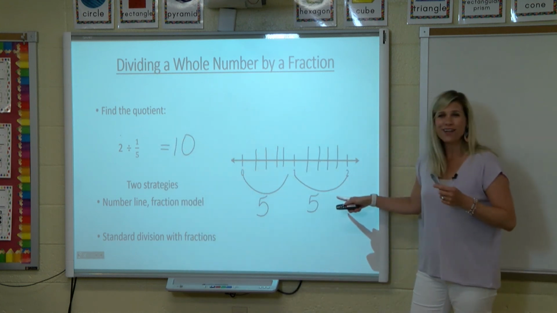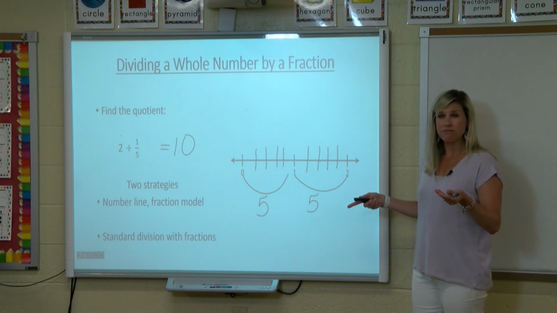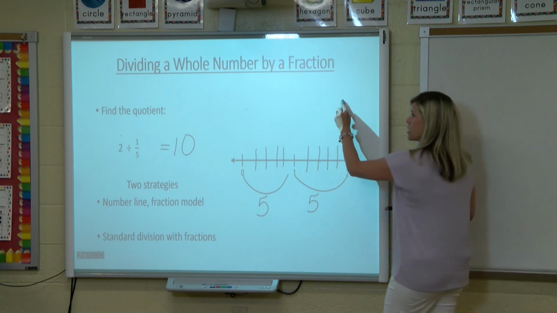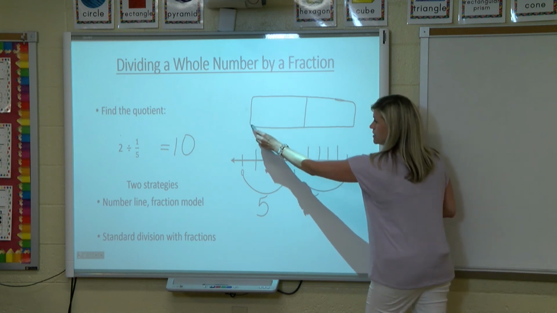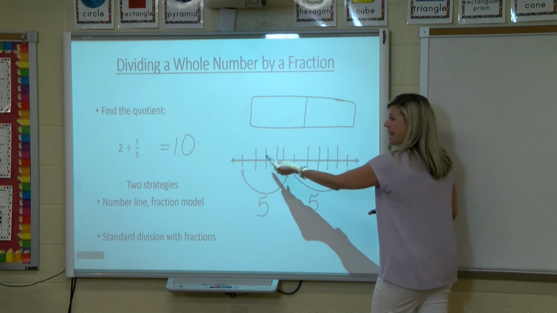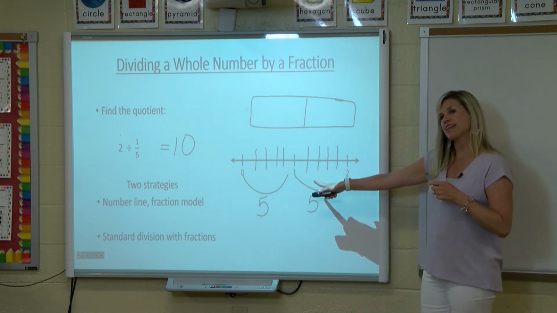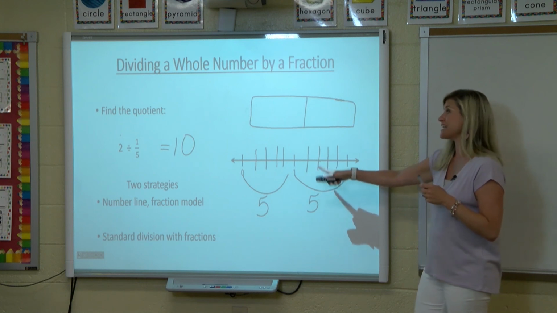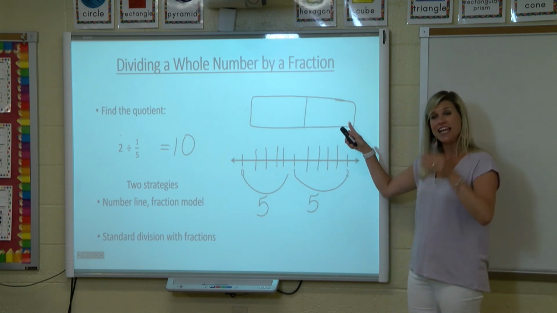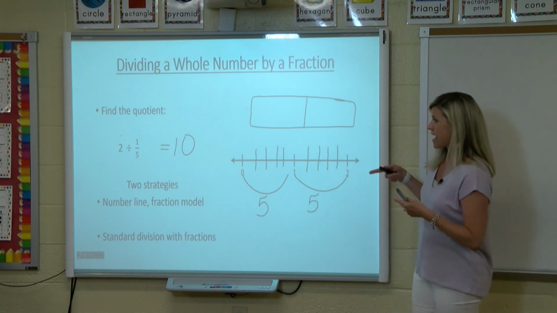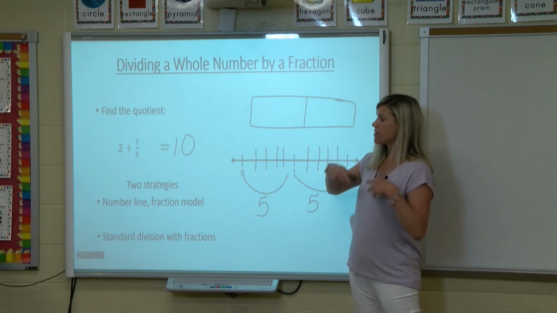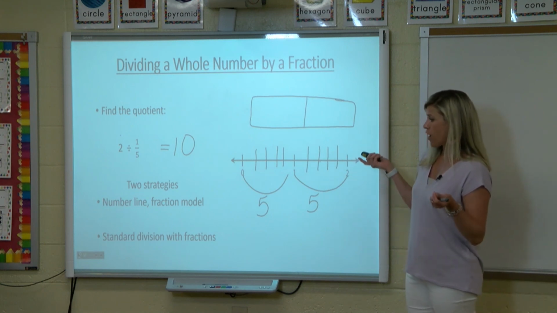This number line can also look just like a fraction model if you think about it. Here's my model broken into 2. And I can do the same exact thing that I did on my number line. I can divide the 2 sections into 1/5 pieces. And that is how we find the quotient of dividing a whole number by a fraction.